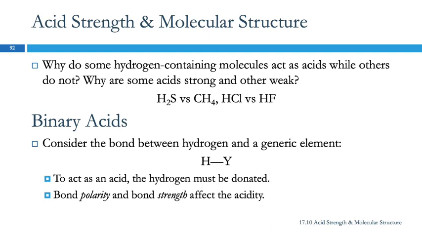Why is HCl a strong acid and HF is a weak acid? If we're looking at the binary acids, we need to think about the bond between the hydrogen and the other element. It could be fluorine, chlorine, anything. In order for this to act as an acid, the hydrogen must be donated. And so the strength of the acid is going to depend on the strength of this bond and also on the bond polarity. So bond polarity and bond strength affect how acidic a binary acid is.